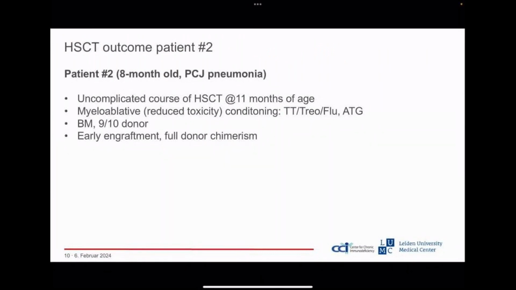So we moved on with transplantation at 11 months of age, 3 months after the diagnosis. The course was really uncomplicated. We used a myeloablative, so-called reduced toxicity conditioning, consisting of thiotepa, treosulfan, fludarabine, and serotherapy with ATG. We used bone marrow from this 9 out of 10 donor. We saw early engraftment, and the patient had consecutively full donor chimerism. At last follow-up, the patient was 10 years old, had normal development and no disease residues, so full cure and successful treatment of his underlying condition.